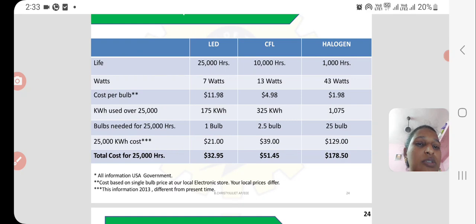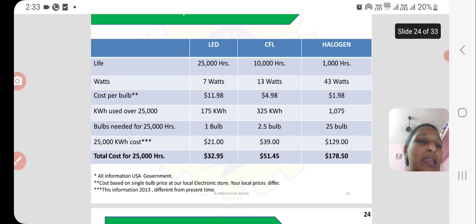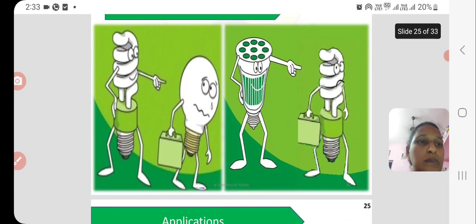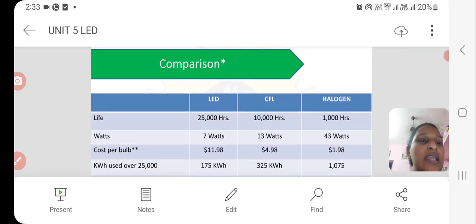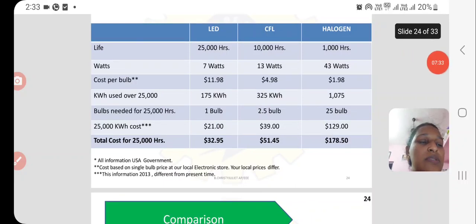Since the power consumption and the number of bulbs needed for a longer period is less, the cost will be less, and hence the LED costs less and gives more lifetime. Maybe the cost of each bulb may be high, but compared to the lifetime and the watts consumed, it is cost effective. And that is why these LEDs are a good replacement for CFL and halogen bulbs.